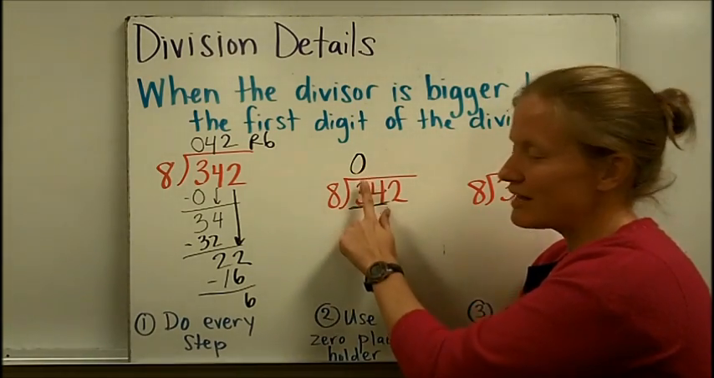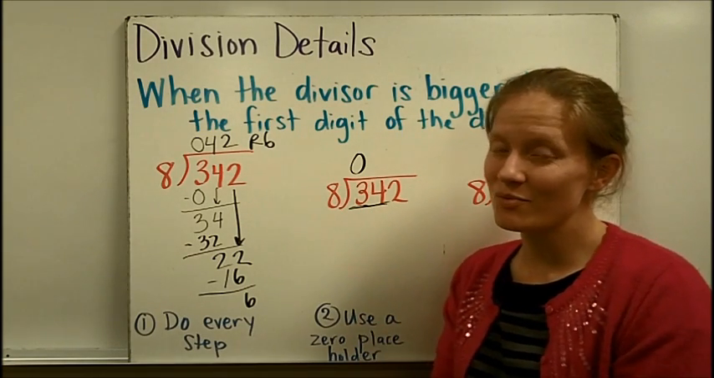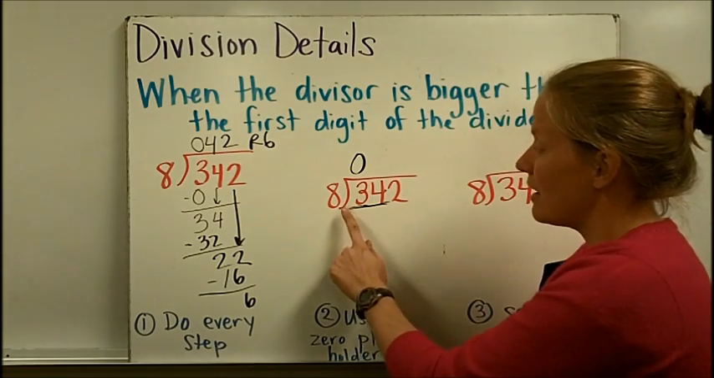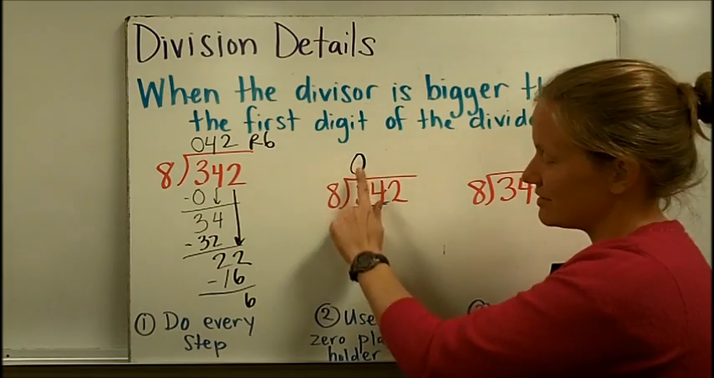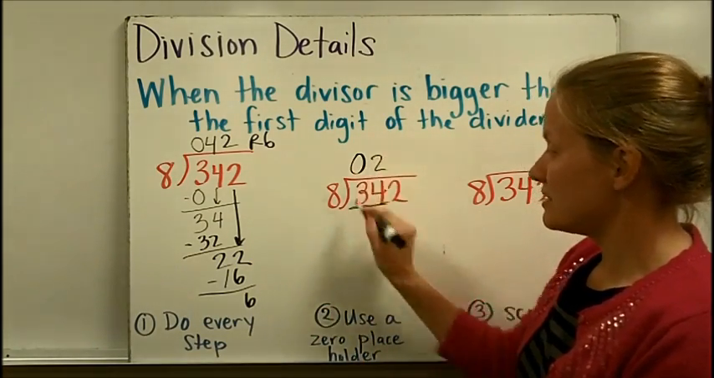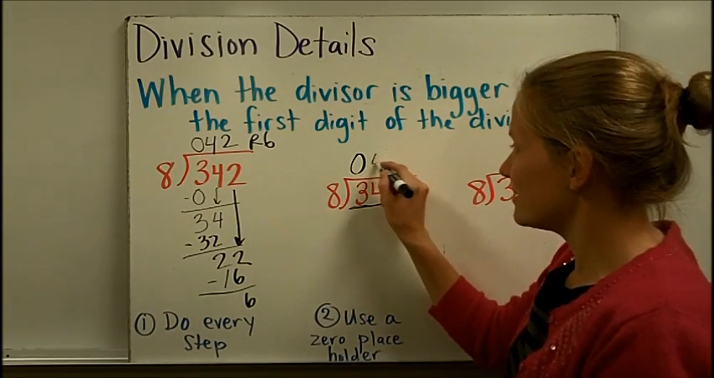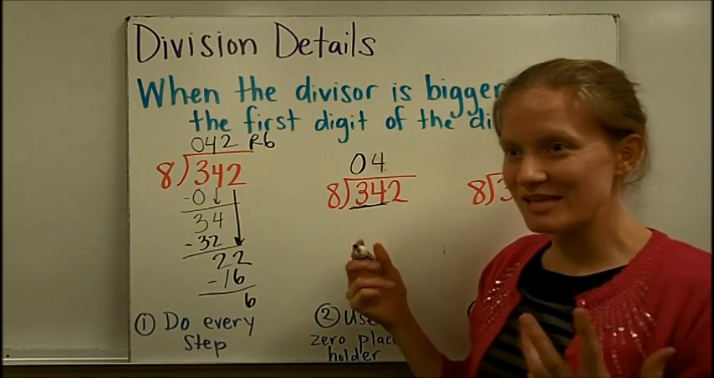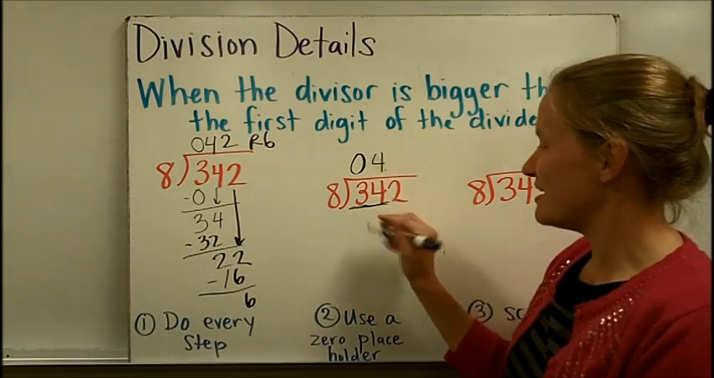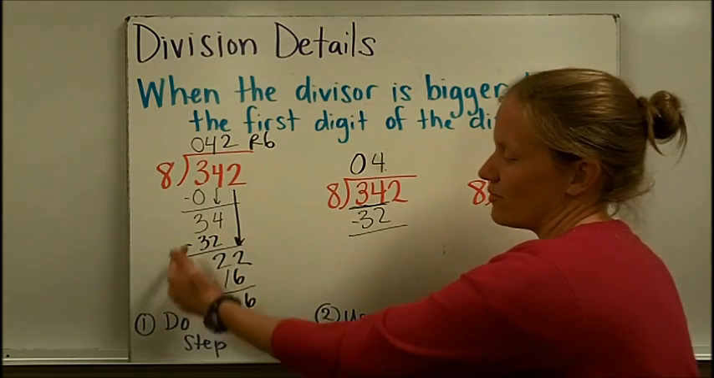Just make sure you put that 0 there to hold your place so that you know what number you're dividing into. It's going to become very important when we divide by decimals, so you want to go ahead and get in the habit of doing that. So you could use a 0 as a placeholder and then just carry on as normal. 8 goes into 34 4 times. 8, 16, 24, 32. 4 times 8 is 32. And then I would just finish the problem like normal from right here.